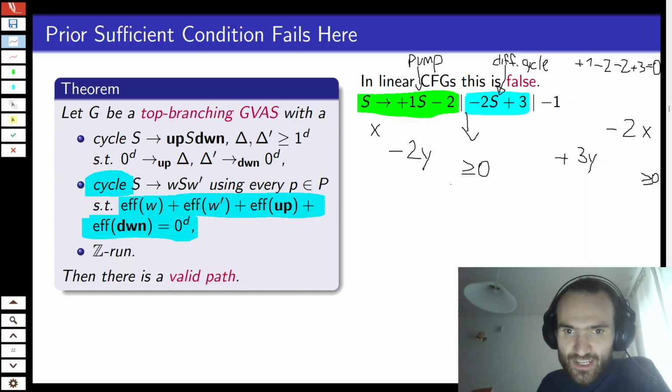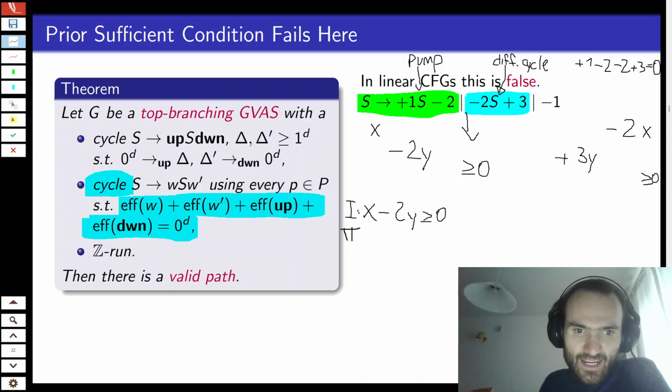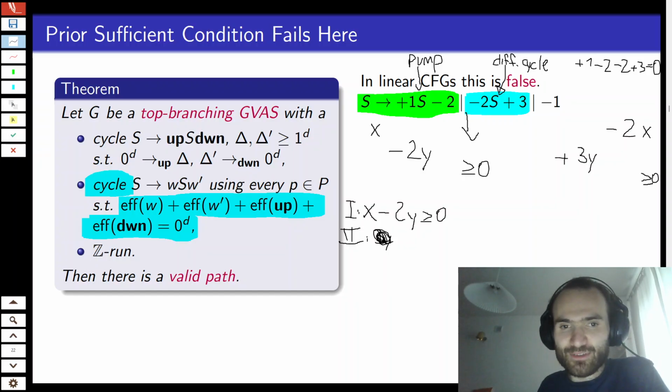So let's check these two inequalities. The first inequality is x minus 2y is greater than or equal to 0. And the second inequality is 3y, sorry, that's exactly the point. It's not just the right hand side, but it's the full sum that is supposed to be greater than or equal to 0. If we sum all of this, then we get y minus x.